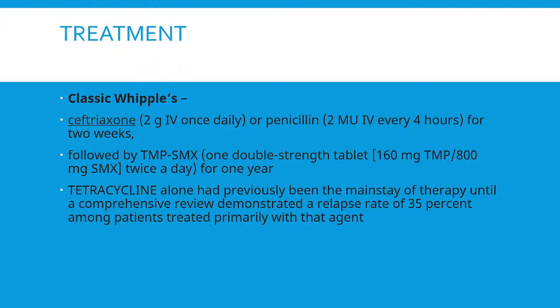Okay, so it was abandoned, and now we use ceftriaxone 2 gram IV once daily, or penicillin 2 billion units IV every 4 hours for 2 weeks. This is the induction phase of the treatment. You need to use ceftriaxone or penicillin for at least 14 days, followed by cotrimoxazole double strength twice a day for 1 year. So in the induction phase you will use either penicillin or ceftriaxone, and for the maintenance phase you will use cotrimoxazole double strength BD for 1 year.